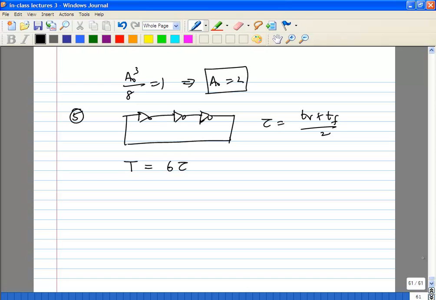In each case, one of the inverters is going to be either rising or falling, and in one period, each one will rise and fall once. In general, if you have n inverters, you'll have 2n tau as the total time period, and you can find the frequency of oscillation based on this.